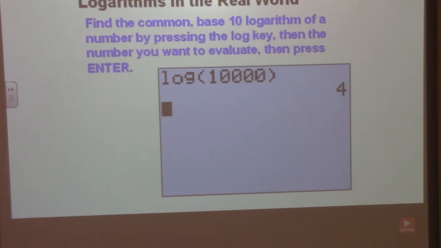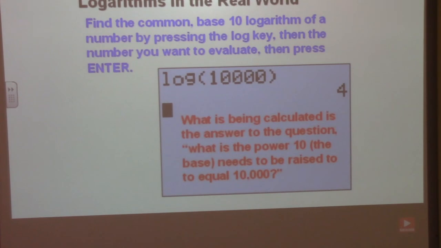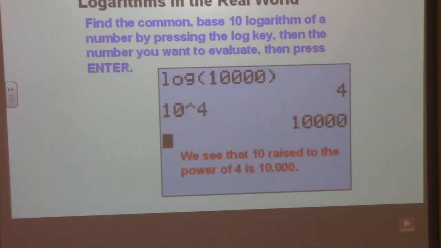What is being calculated here is the answer to the question, what is the power of the base 10? What does that base of 10 need to be raised to in power to equal 10,000? And so a logarithm is a form of an exponent. We see that 10 raised to the power of 4 is 10,000.